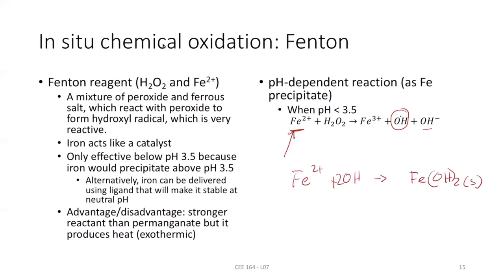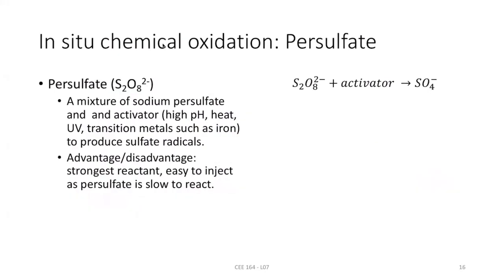So if you increase the pH, that means OH ion is increasing, that you are precipitating this. So that means this iron is not available for the hydrogen peroxide reactions. So again, the advantage is stronger reactant than permanganate, but it produces heat. So if heat is not desired, that means you may not need it.